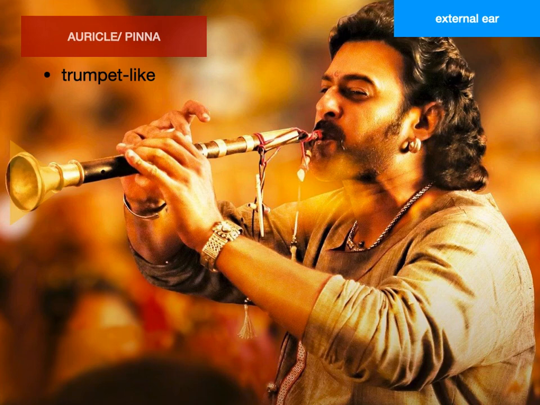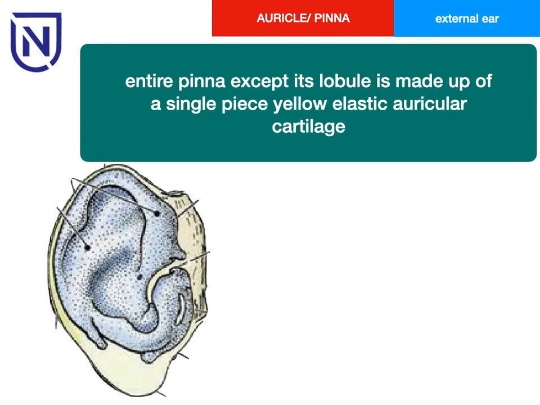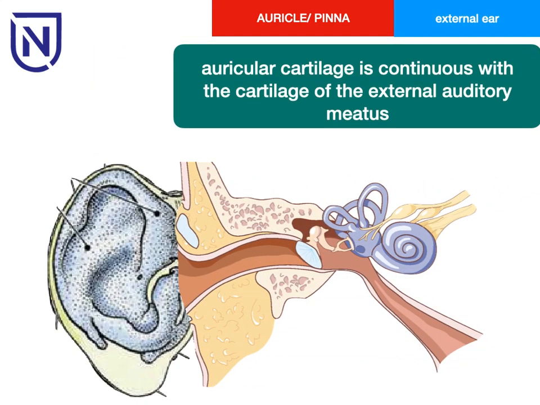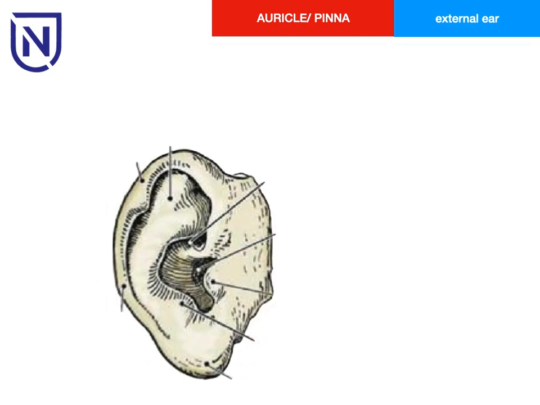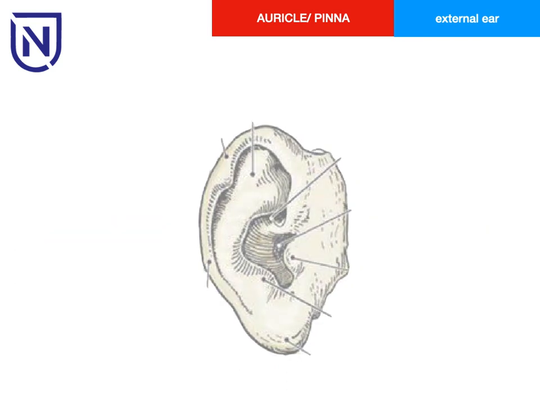First point, it is trumpet like. The entire pinna except its lobule is made of a single piece of yellow elastic cartilage. Auricular cartilage is continuous with the cartilage of the external auditory meatus. It has two surfaces, lateral and medial.